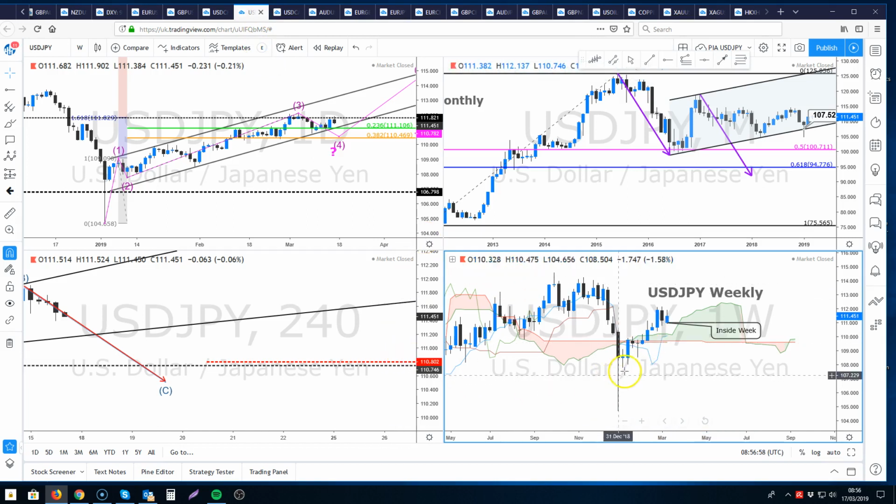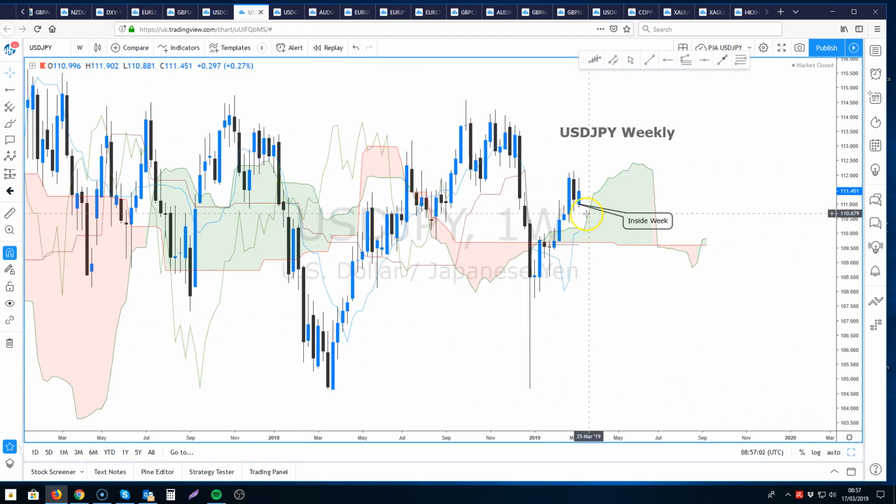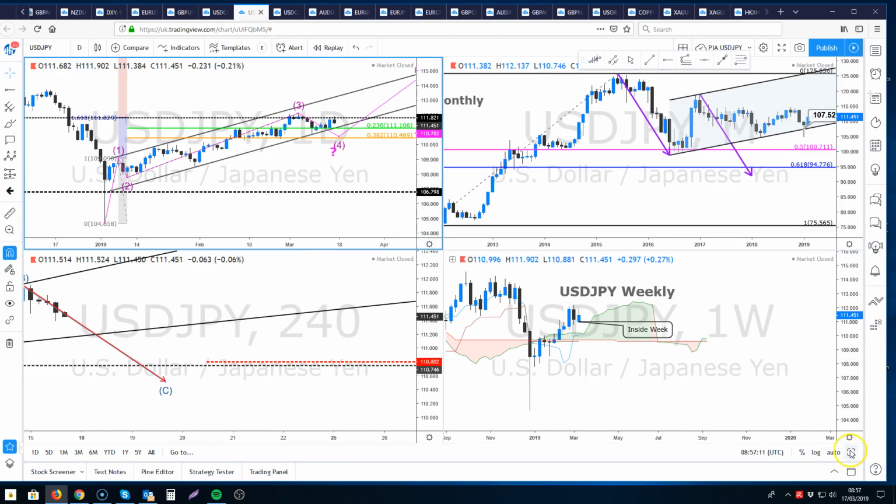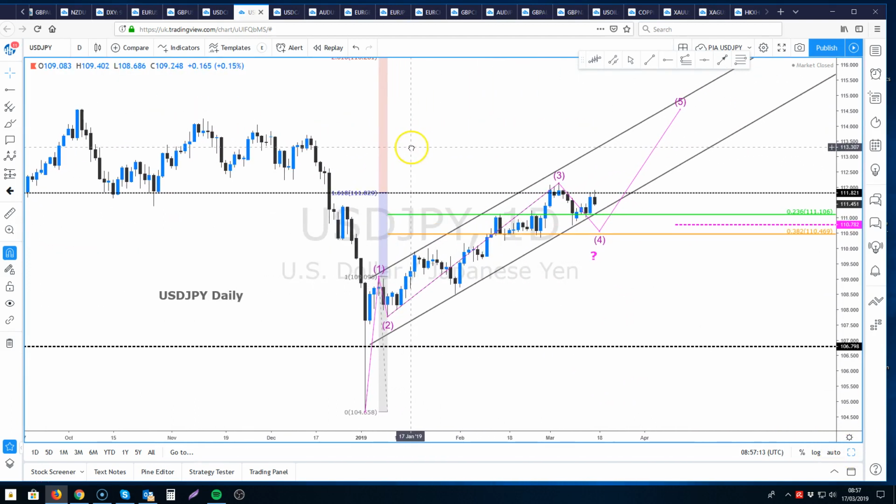Dollar yen. Let's break down 2 to 3 time frames here. We'll go to the weekly chart. It's an inside week. What does an inside week highlight? Well, we've discussed that. It highlights indecision. If we go to this time frame, Elliott wave formation looks to be playing out.